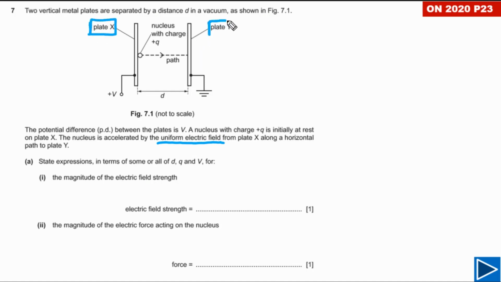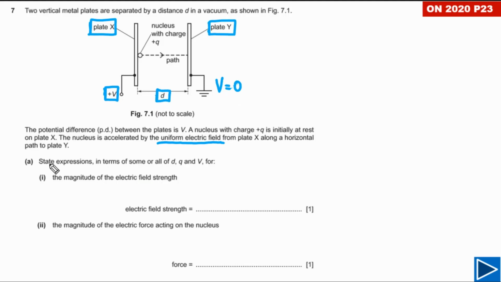For this question, it is given to us that there is a uniform electric field between plate X and plate Y. So these are two plates, plate X and plate Y. It is also given to us that plate X is at potential plus V and plate Y is grounded. So it simply means that here the potential is equal to 0. It is also given that the distance between the two plates is equal to D.